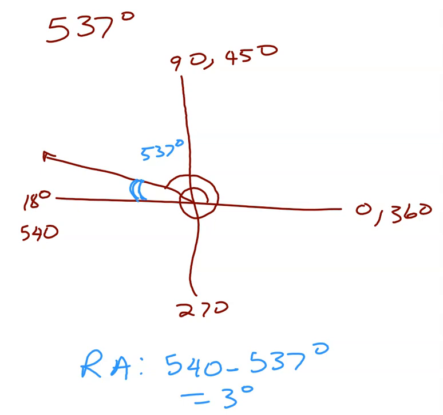Okay, so now that we've done all of this, I want to show you some general rules that you can come up with. So we talk about the quadrants. Let's start with quadrant 1. In quadrant 1, our reference angle is always going to be equal to the angle that we're given, that is if the angle is in the first quadrant.